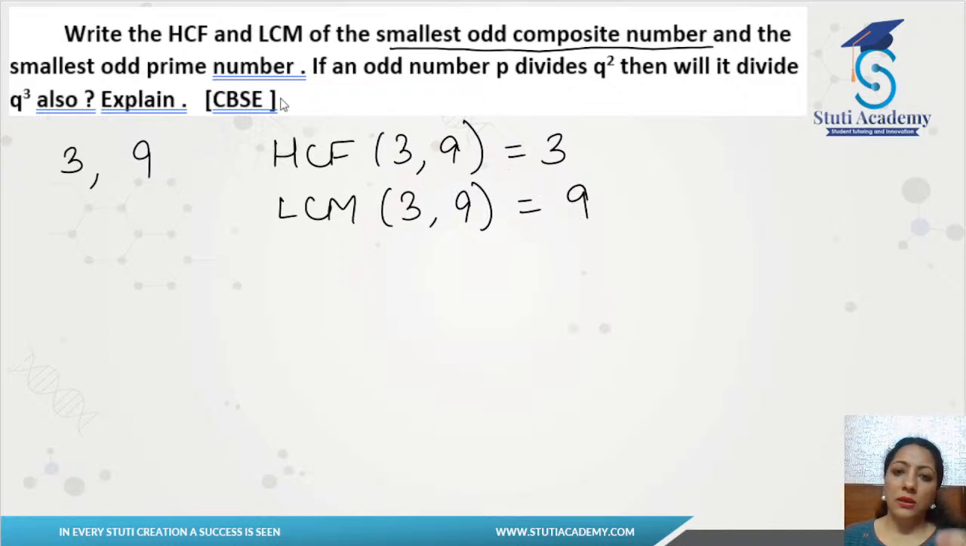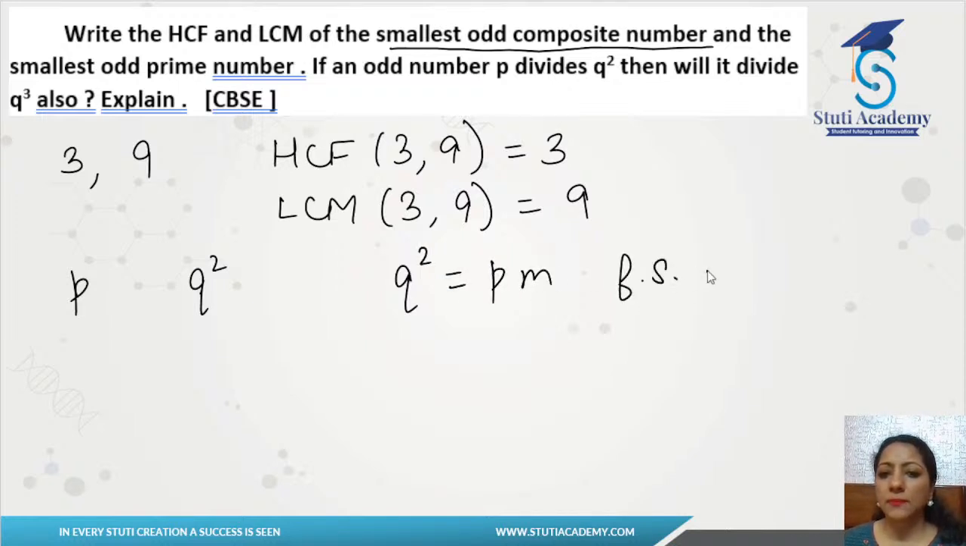Now that's the next part of the question. If an odd number p divides q square, then it will divide q cube also. We have to explain this. We have an odd number p, it divides q square. If it divides q square, can I write that q square is equal to pm for some integer m? So I can write q square as p times something, for some integer m.